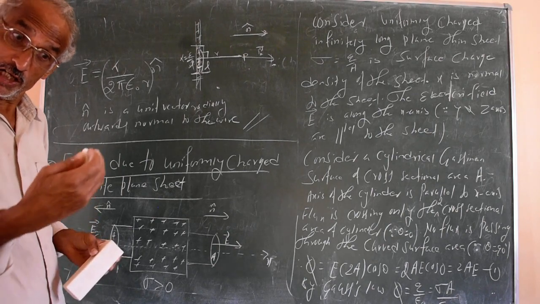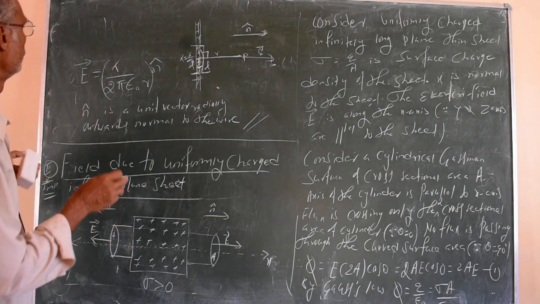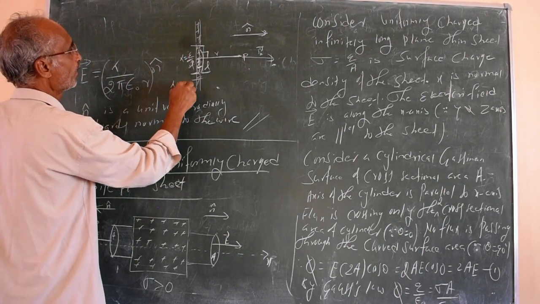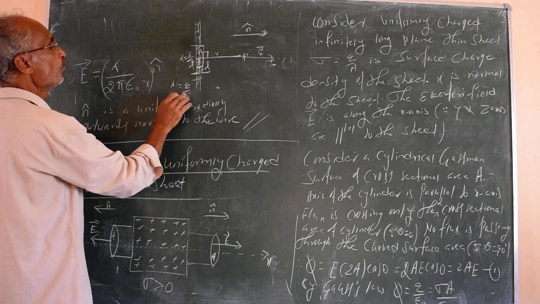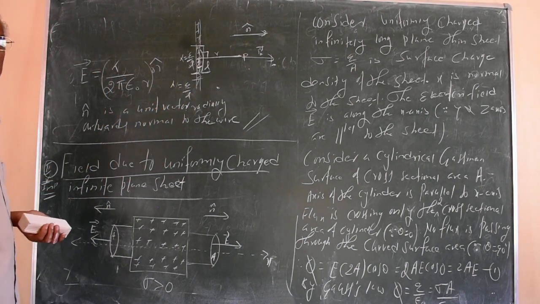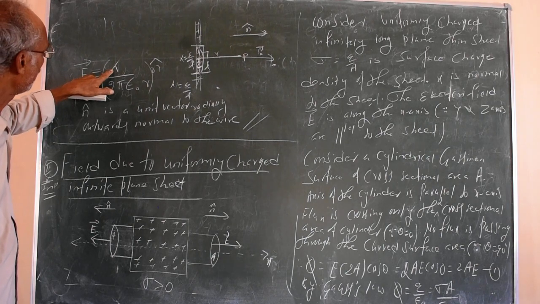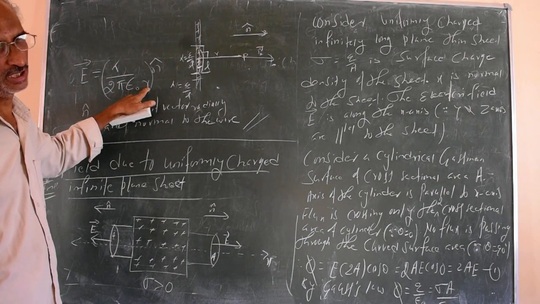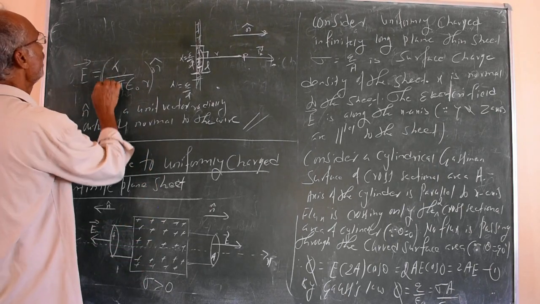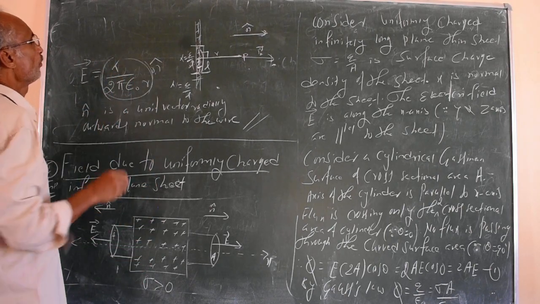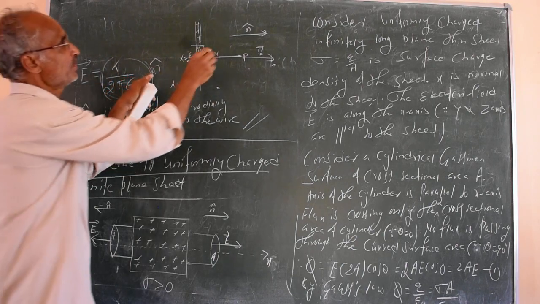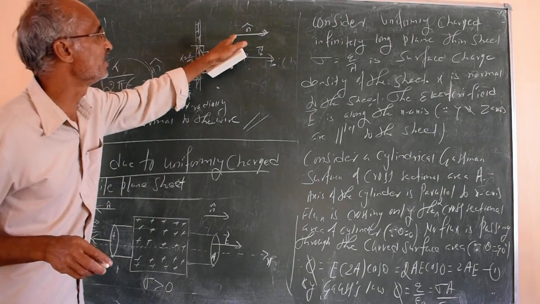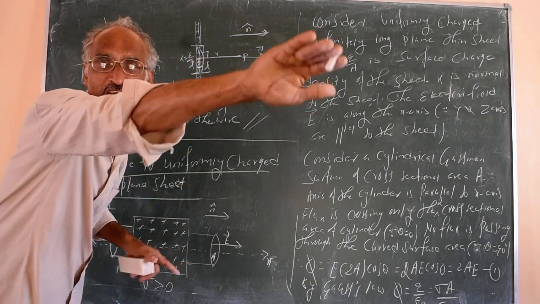Still, the field may be inwards also. How is it? Look here. If the charge is positive, lambda is equal to Q by L. Q is positive, and the length L is always positive. So lambda is positive, pi is positive, epsilon is 8.854 times ten to the minus twelve, a positive number, and R is a distance, always positive. So a positive number into N cap, the field is in the direction of N cap, which means the field is radially outwards.